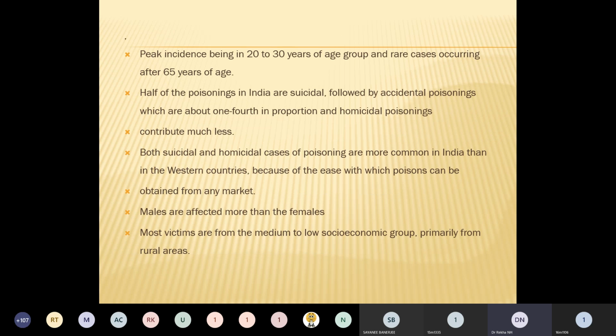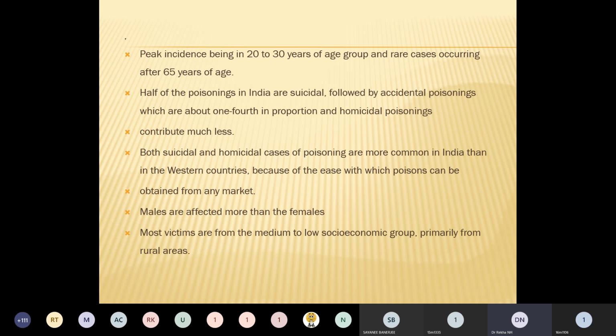Peak incidence is in the 20 to 30 years age group, with very few cases occurring after the age of 65 years. Half of the poisonings in India are suicidal, followed by accidental poisoning in about a quarter of the proportion, and also homicidal poisoning. Homicidal poisoning contributes less to the proportion.